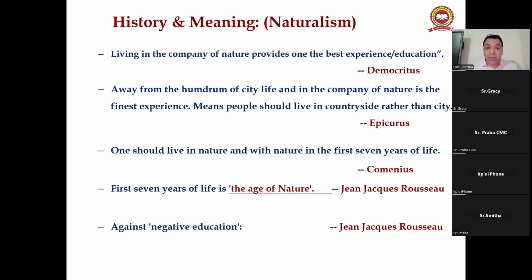Sometimes a question comes: what is negative education by naturalism? Negative education is when we put our child into the formal education system within the first 7 years of life. You have seen that, na? In nursery, pre-nursery, when the baby is born up to 3 years, there is a lot of rush from the parents. When the child reaches 3 years, they put the child into the education system.